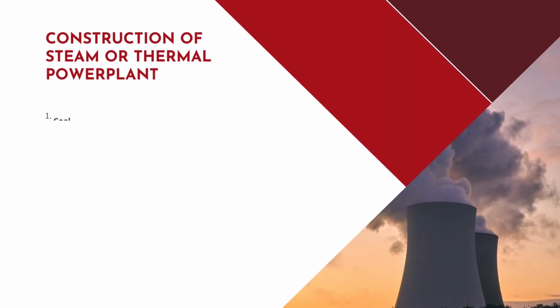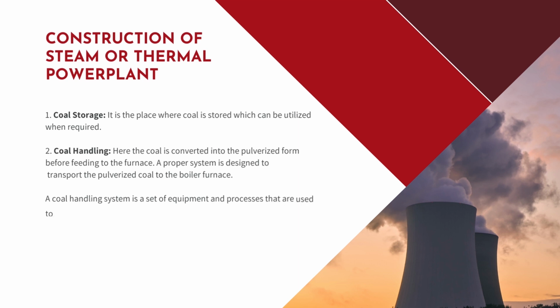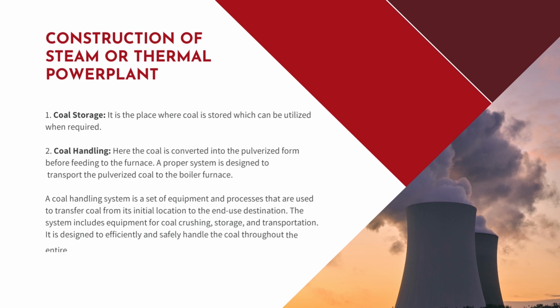What happens in these components? Like coal storage is the place where coal is stored, to be utilized when required. Coal handling: here the coal is converted into pulverized form before feeding the furnace. A proper system is designed to transport the pulverized coal to the boiler. Pulverizing is nothing but making a powder of coal. So, this is called pulverizing, and the coal is called pulverized coal.